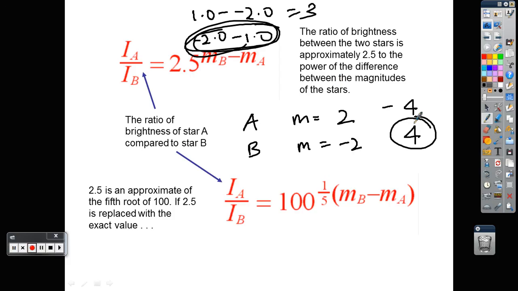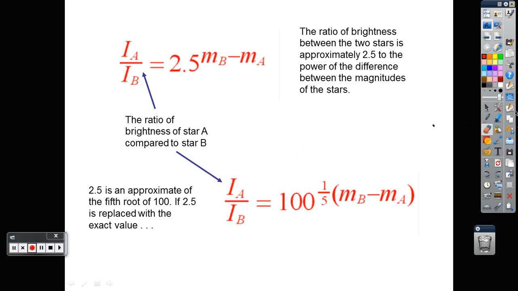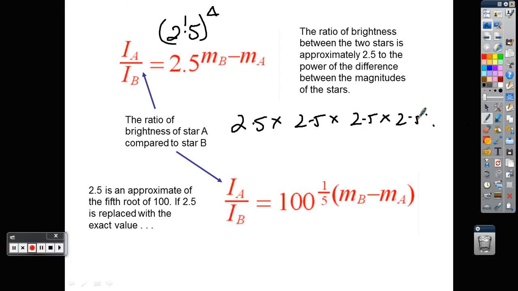Say the difference was 4. Then it's 2.5 to the power of 4. So you'd have 2.5 times 2.5 times 2.5 times 2.5. That's 16 times 2.5, so about 50 times as bright.